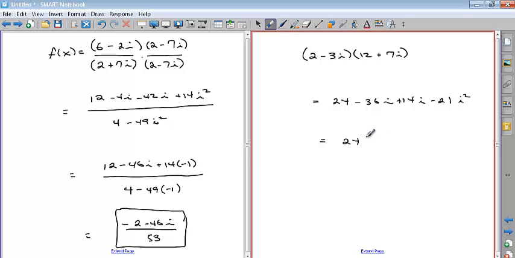So the second and third can be combined, because they both have i. So you get negative 36 plus 14 is going to be negative 22i. And then the last term, i squared is negative 1. So you get 24 plus 21, which would be 45 minus 22i. And there is your answer. Okay, so that's the first part.